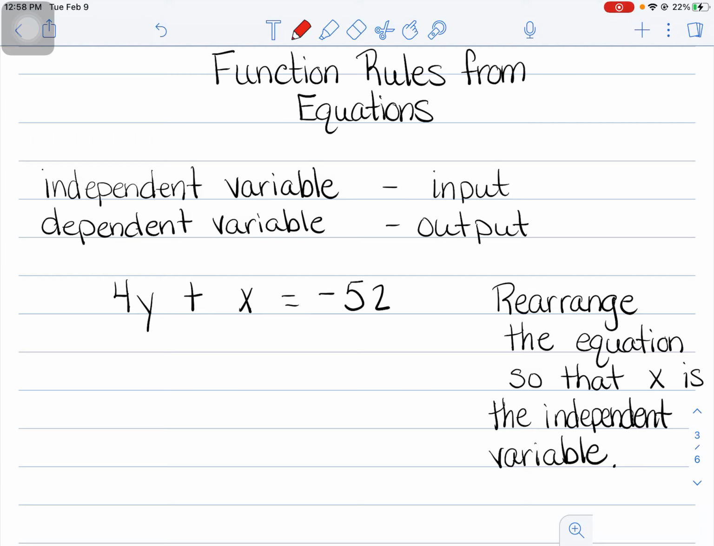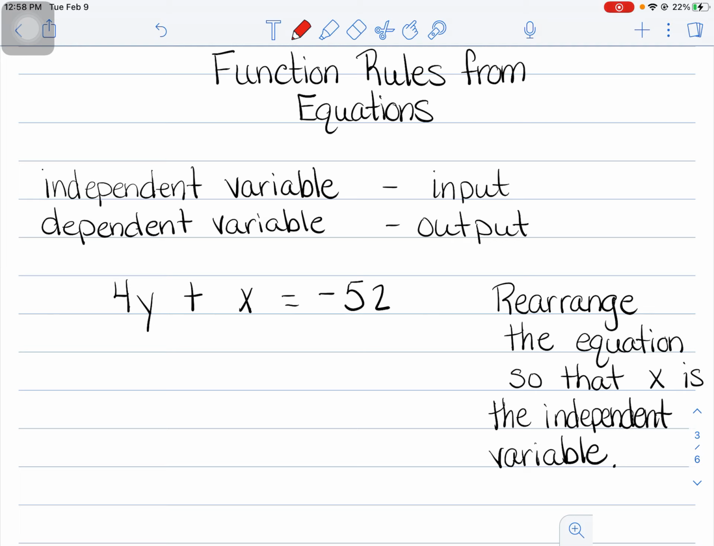Today we're going to talk about using and finding inputs when given outputs. Remember that independent variables are your input and dependent variables are your outputs. One of the things you may be given is an equation, and you have to manipulate or rearrange the equation so the x is the independent variable. Now remember, they can use any variable they want. They can use a and b, x and y, s and t, whatever variable they want.